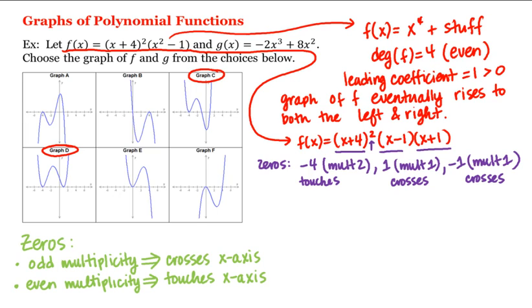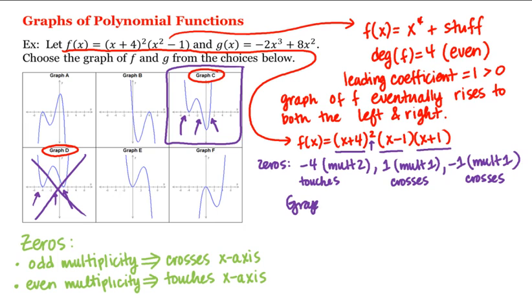So looking at our choices, C and D, our answer would have to be graph C, wouldn't it? It touches at negative 4, crosses at negative 1, crosses at 1. Looking at graph D, yes, it touches at negative 4, but it doesn't even have negative 1 as a 0, and it touches at 1. So this would not work. So therefore, the graph of f is graph C.